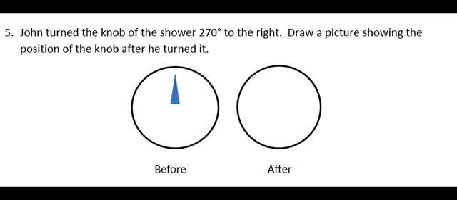Question 5 says, John turned the knob of his shower 270 degrees to the right. Draw a picture showing the position of the knob after he turned it. So here's the before picture. So if he started facing this way with the knob, again, we'll go a quarter of the way around at 90 degrees. Halfway around the circle would be 180 degrees, and then we would go another quarter to get to 270 degrees. So now the shower knob would look like this.